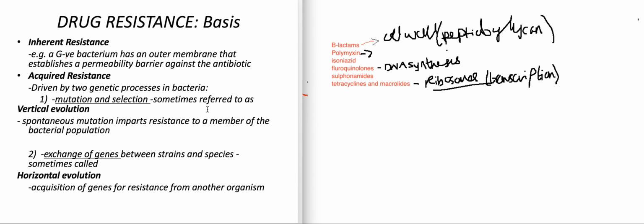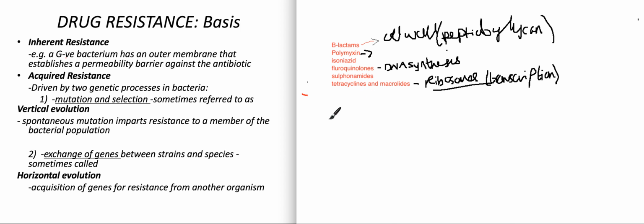Now, resistance: you might be thinking, it's always all over the media, where does resistance come from? How do these bacteria develop resistance? They don't have a brain like humans, so how is it possible? Well, there are different types of resistance. You have inherent resistance, and acquired resistance, which is then split into vertical and evolution.